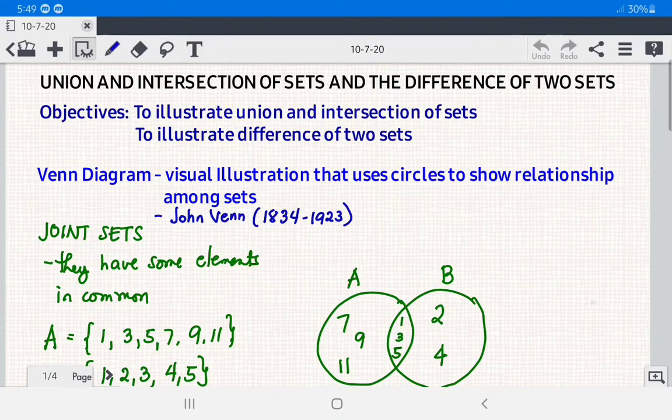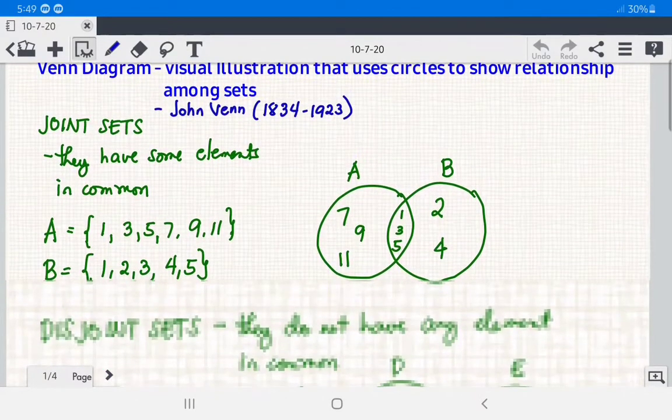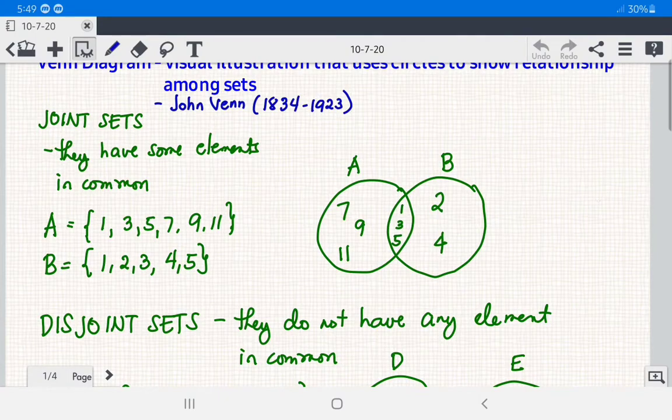So let us start with the joint sets and the disjoint sets. Let us have the difference between them. For the joint sets, these are the sets wherein they have some elements in common. Let's say we have set A and set B. Set A is the set of odd numbers from 1 to 11: 1, 3, 5, 7, 9, and 11. And set B, we have numbers from 1 to 5: 1, 2, 3, 4, and 5.